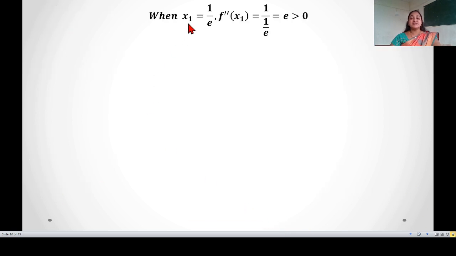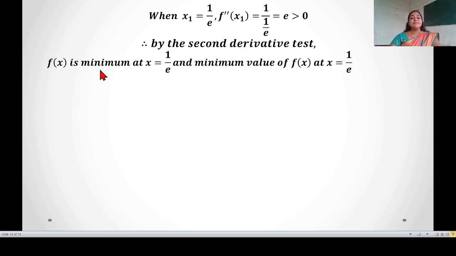So when x1 is equal to 1 by e, f double dash of x1 is equal to 1 upon x. So whenever x is replaced by 1 by e, we get 1 upon 1 by e. Now we get here e, and we know that the value of e is 2.72, which is greater than 0. So by the second derivative test, f is a minimum at x is equal to 1 by e, and the minimum value of f of x at x is equal to 1 by e is.